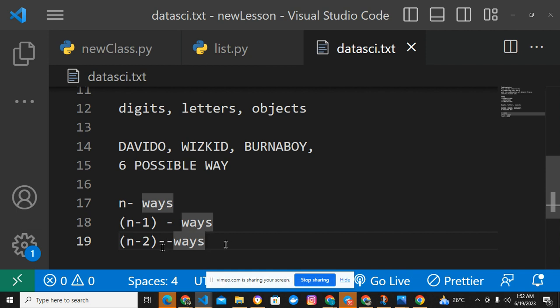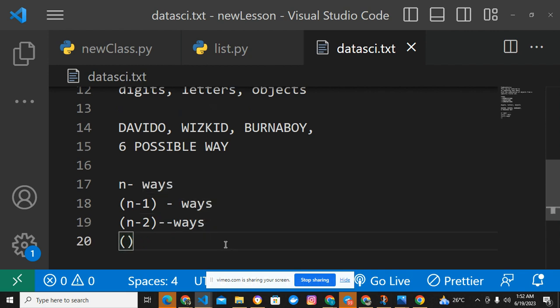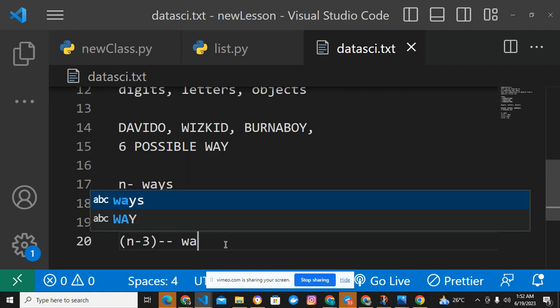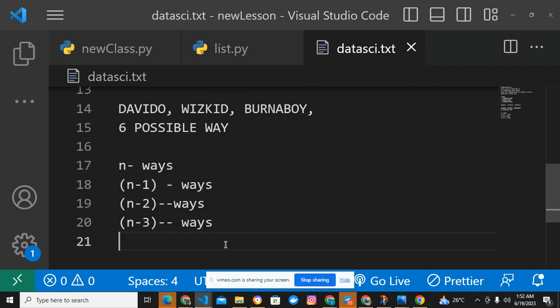Let me write it out. The fourth person will be n minus 3 ways, up till dot dot dot, up till 1. You understand? In mathematics, if you have dot dot dot, it means it continues up till the last number after the dots, up till that particular position or number.